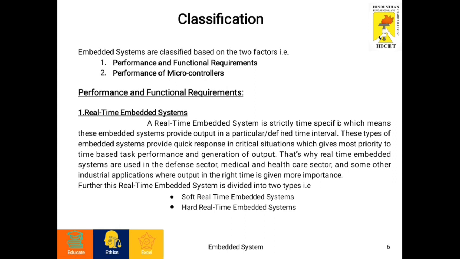Classification of embedded systems. Embedded systems are classified based on two factors. The first one is performance and functional requirements. The second one is performance of microcontrollers. Performance and functional requirements: real-time embedded systems.